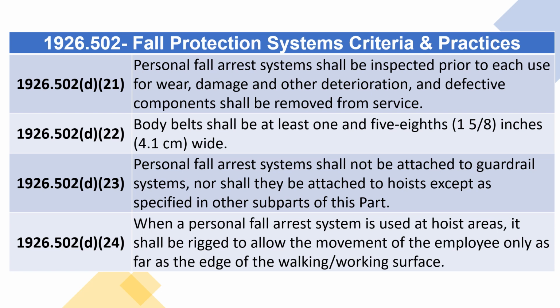1926.502(d)(22) Body belts shall be at least 1 5/8 inches, 4.1 centimeters, wide. (d)(23) Personal fall arrest systems shall not be attached to guardrail systems, nor shall they be attached to hoists except as specified in other subparts of this part. (d)(24) When a personal fall arrest system is used at hoist areas, it shall be rigged to allow the movement of the employee only as far as the edge of the walking/working surface.